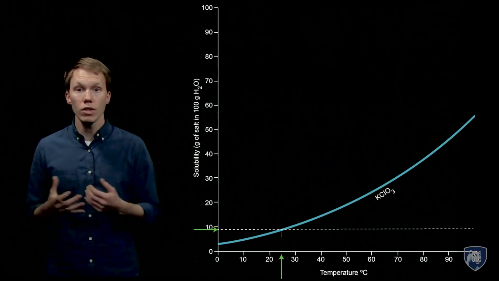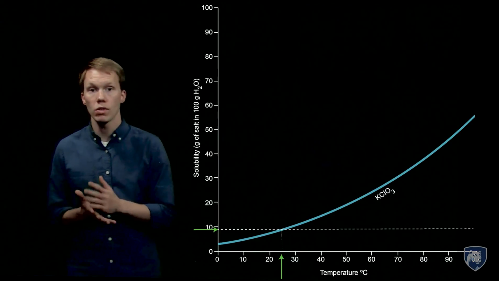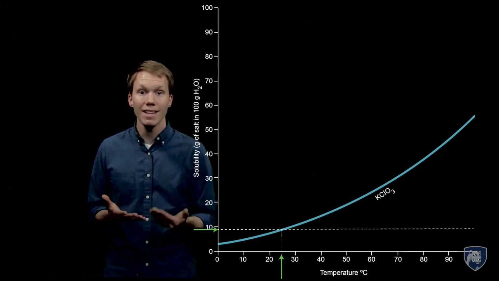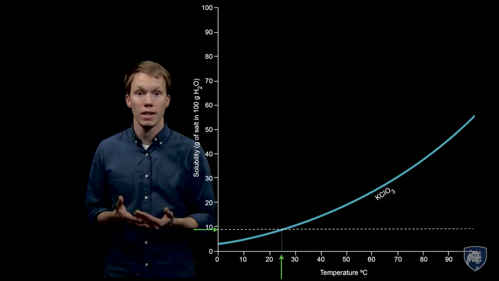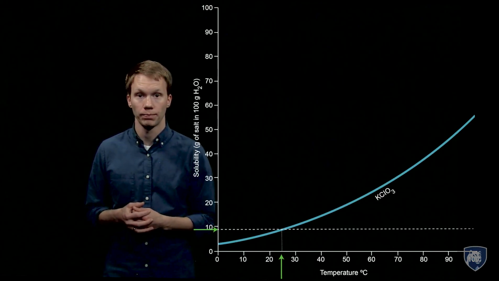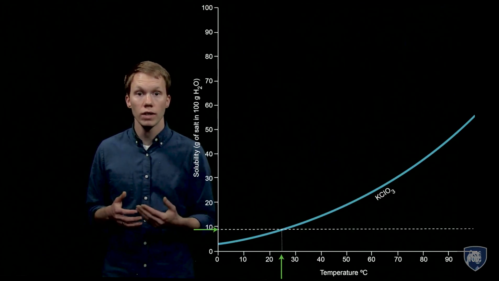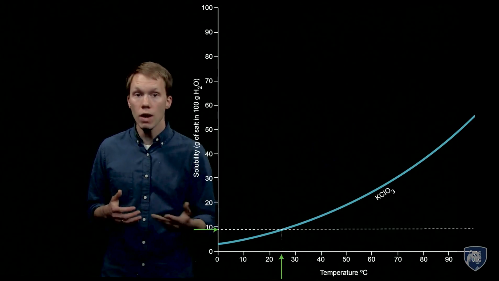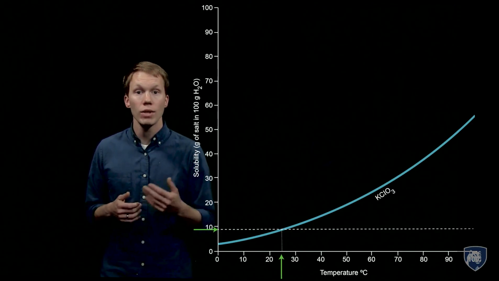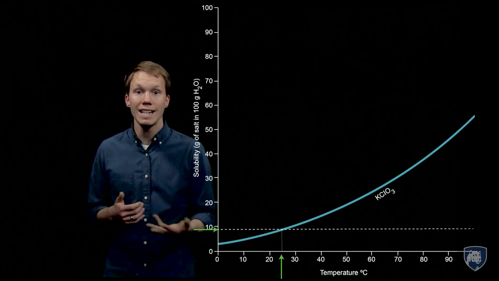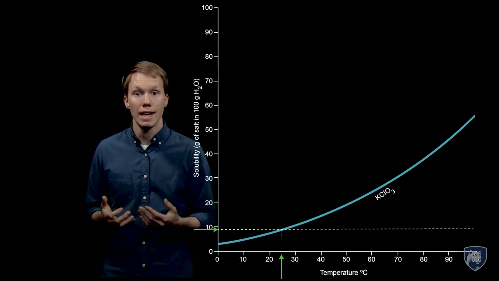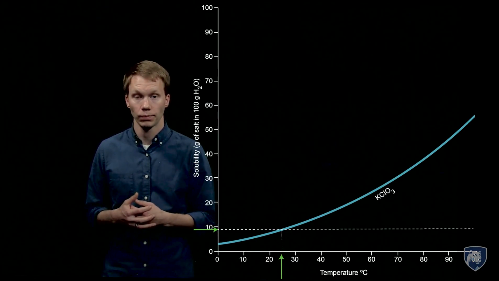Okay, so an unsaturated solution of potassium chlorate would result when I dissolve anything less than 9 grams in 100 grams of water. If I wanted to dissolve it in 200 grams of water, I would just double that. So anything less than 18 grams would still be an unsaturated solution.